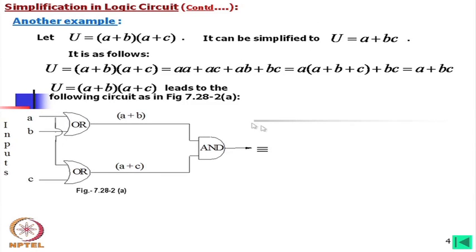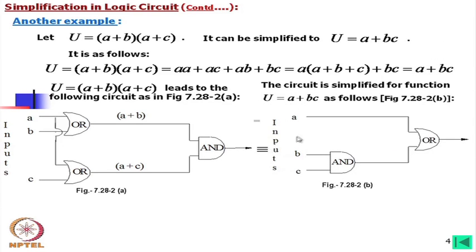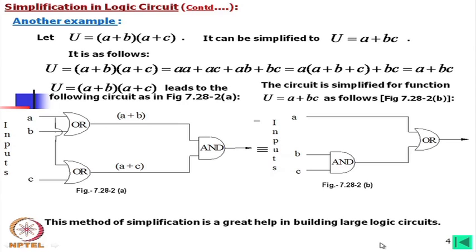Now, in a device, if we had to make a circuit following all these steps here, first of all we will take an OR device with A and B inputs, and then another OR device where A and C are the inputs, and then finally we pass it through an AND gate. This must be equivalent to this here: B and C through an AND gate, and A through an OR gate. Simply this function, the output will be the same. This method of simplification is a great help in building large logic circuits.